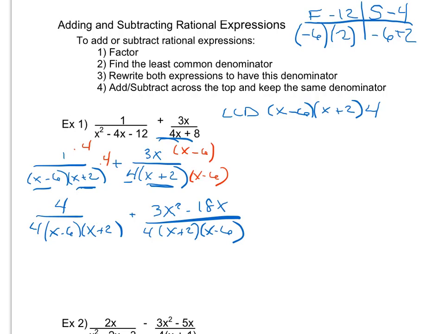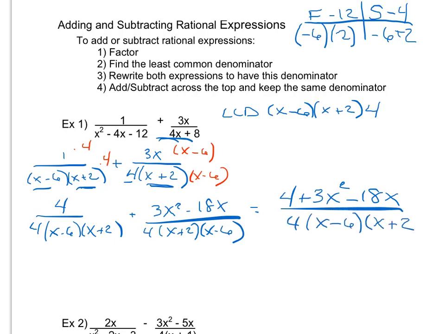Well, looking up at my steps here, now that I found my least common denominator and rewrote both expressions to have the common denominator, I'm just going to add or subtract across the top and keep the same denominator, giving me a final answer of 4 plus 3x squared minus 18x all over 4 times x minus 6 times x plus 2. And I do not need to expand the denominator, only the numerator.